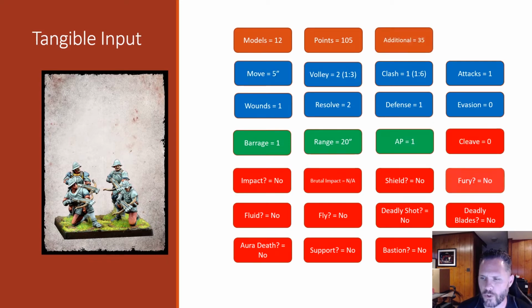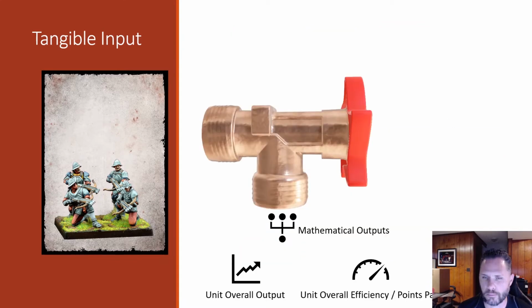And once we get these guys down out of the Excel spreadsheet, we can import them into a program such as R and analyze. And in this case, we're going to take those outputs and turn it into the unit's overall output and its efficiency score.